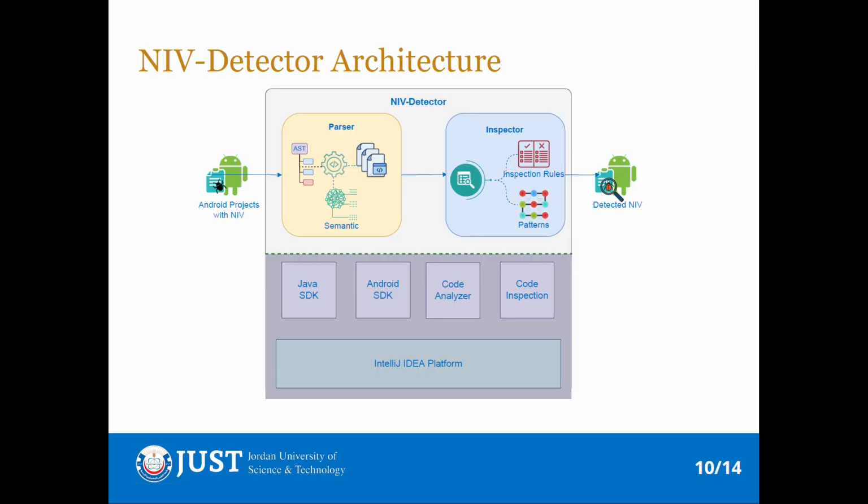Here is the architecture of our NIV detector. As we can see here, we built our tool as a plugin over Android Studio to make it easy for the Android developer to use it during development time. The main goal of the first component, which is an NIV parser, is to import the Android project and extract the structure and semantics of its source code.